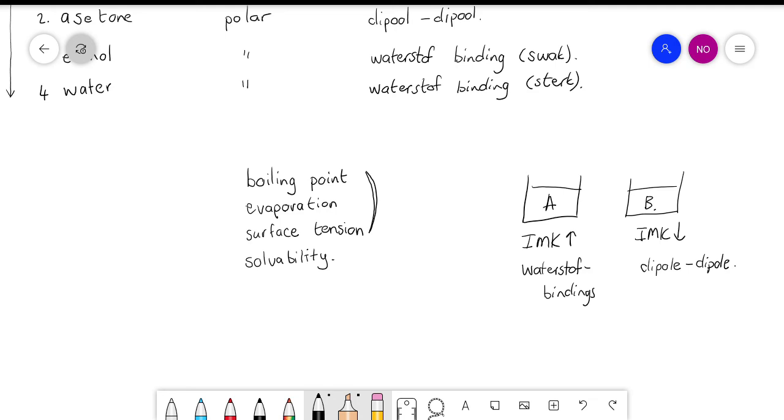Why A? Because it has a stronger intermolecular forces. In other words, it needs more energy to overcome the forces.